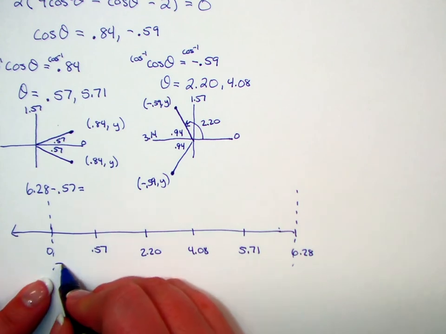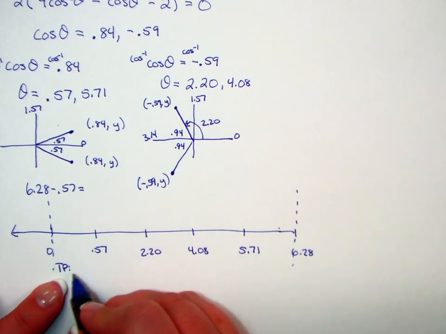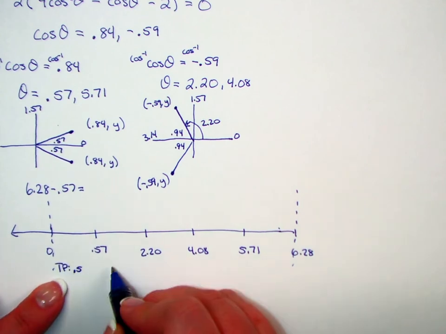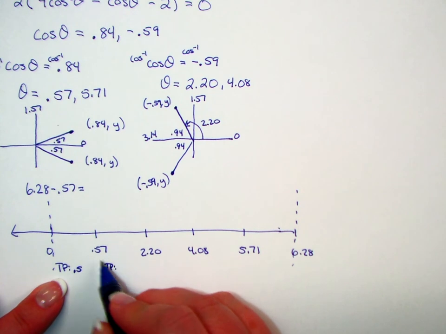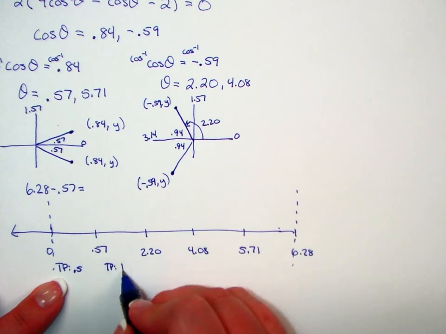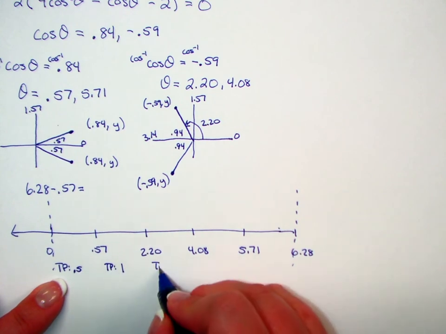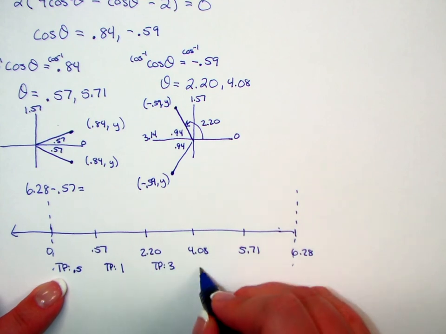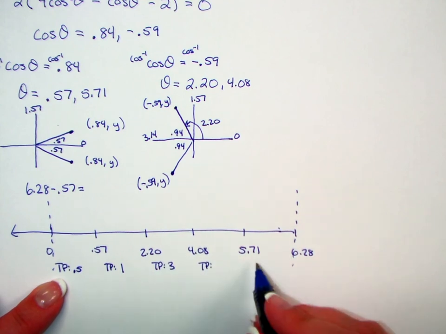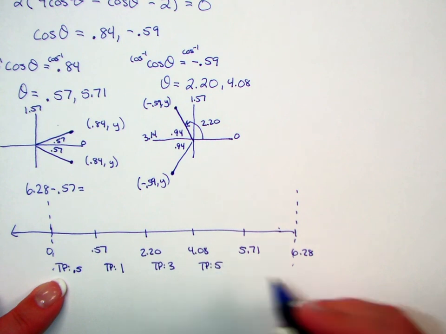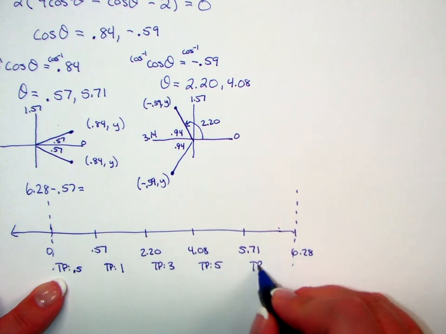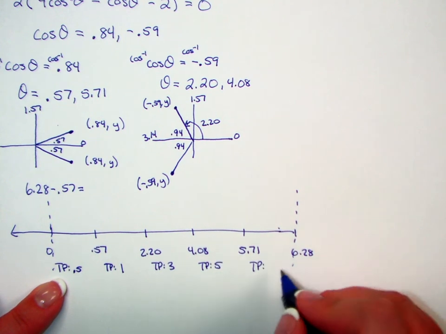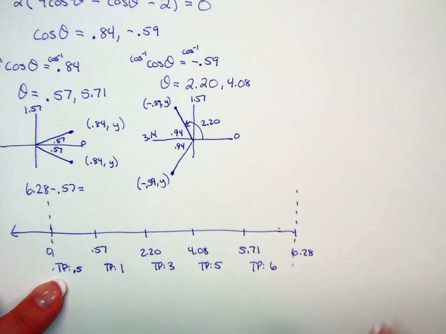So I need to pick a test point for each interval. I'm just going to pick about halfway. A test point from 0.57 to 2.2, I'm going to pick 1. A test point from 2.2 to 4.08, I'm going to pick 3. A test point from 4.08 to 5.71, I'm going to pick 5. And then a test point from 5.71 to 6.28, I'm going to pick 6.